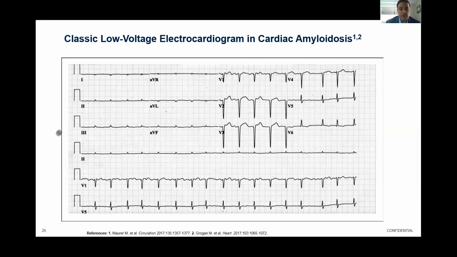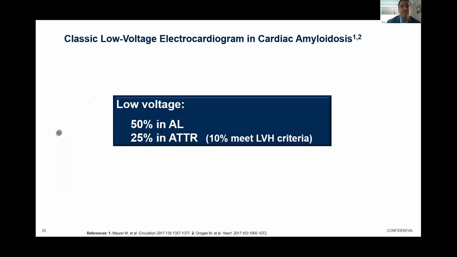However, as Matt Maurer always said, if we're going to wait to diagnose patients when the EKG looks like this, we're in trouble. This is a very late finding. In fact, only about a quarter to a third of patients with ATTR cardiac amyloid have true low voltage on the EKG. And in fact, 10% meet criteria for LVH.